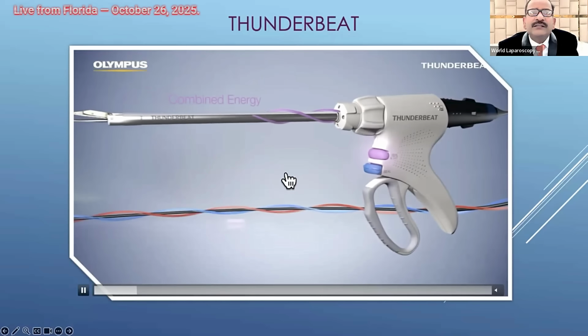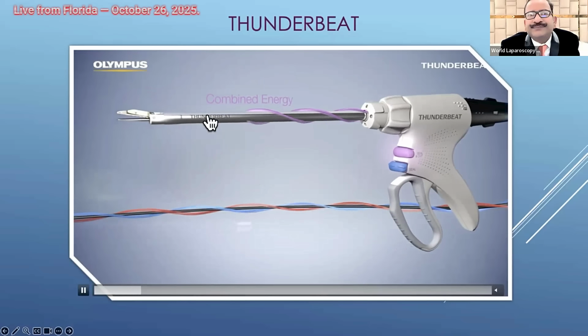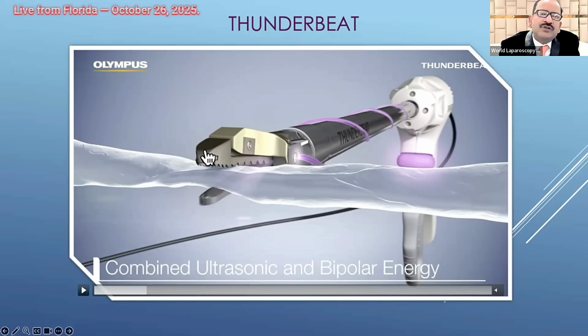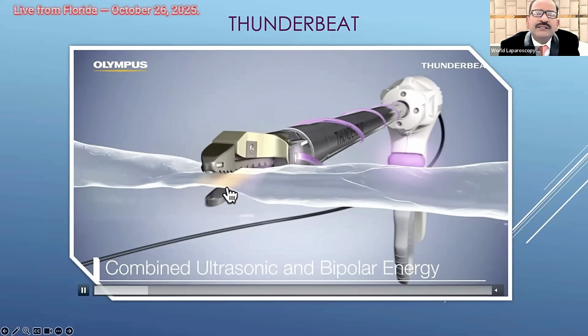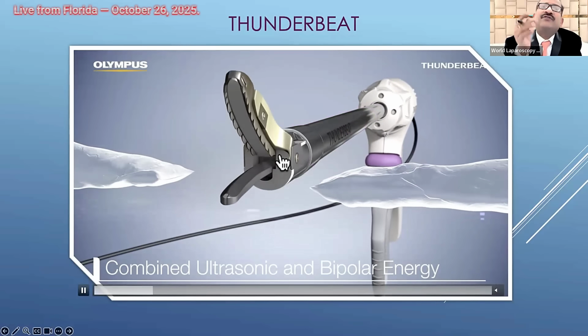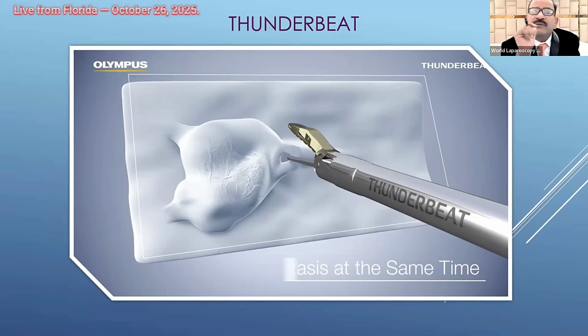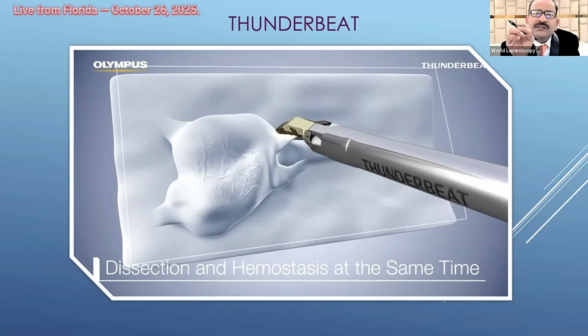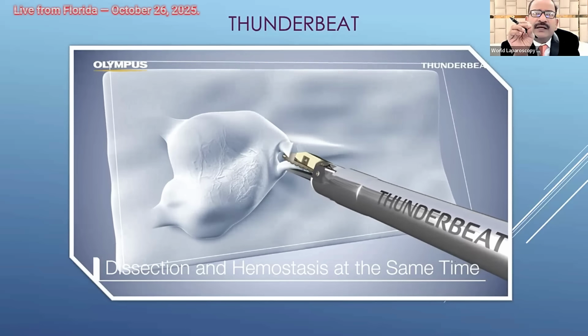You don't have to change the instrument all the time. It has bipolar and ultrasonic energy both. You can see these two jaws are acting as a bipolar, and this lower jaw is vibrating, so it is cutting by the harmonic. It doesn't have a blade to cut. It cuts with the ultrasonic energy and coagulates with the bipolar energy. It also has impedance technology, so once the tissue coagulates, it will stop.